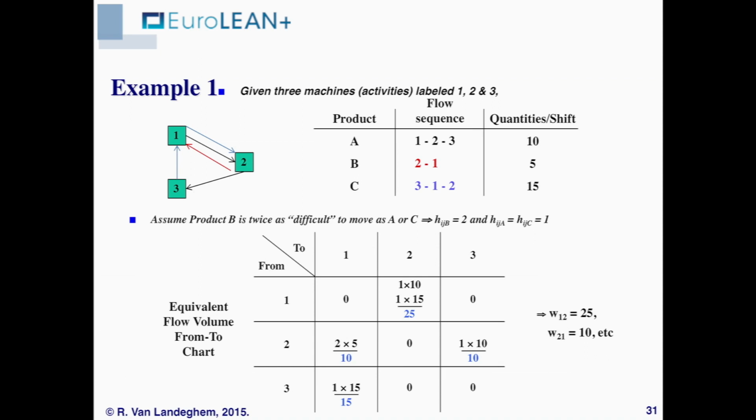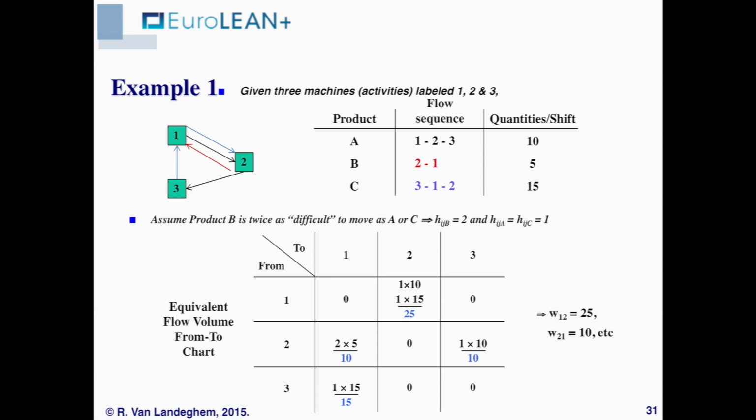So here we have three items, three machines with flow between them indicated. So we see that product A uses the sequence machine 1, 2, 3, product B uses 2, 1, and product C uses 3, 1, 2. So in effect, the three products have three different operation sequences.